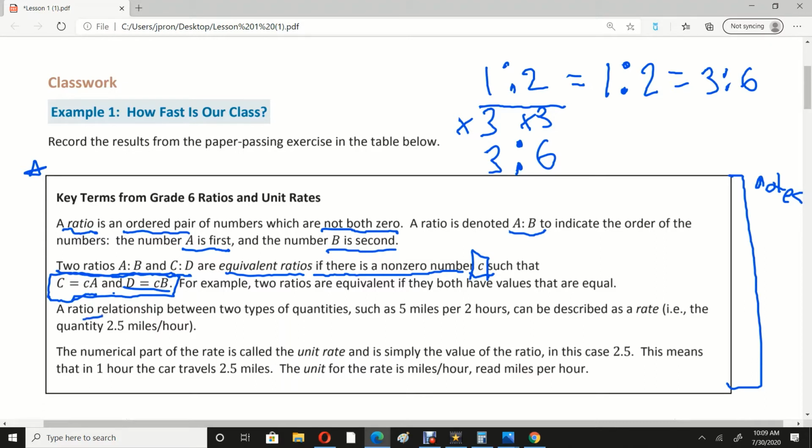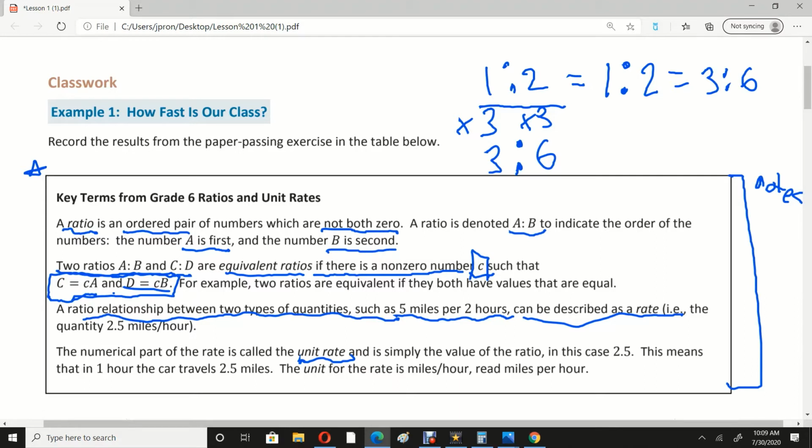A ratio is a relationship between two types of quantities, such as 5 miles per 2 hours, can be described as a rate, quantity per hour, right? So this comes to the next part right here. The numerical part of the rate is called a unit rate, and it is simply the value of a ratio. In this case it's 2.5. This means that in 1 hour the car travels 2.5 miles.